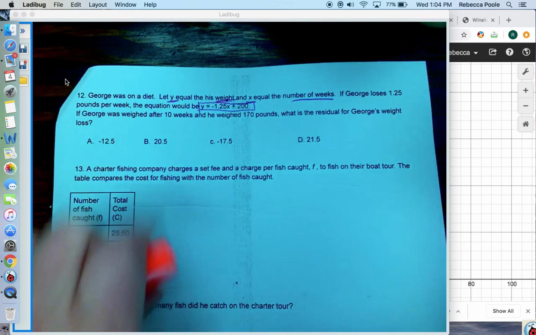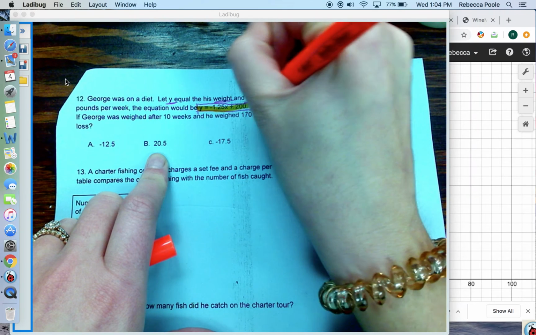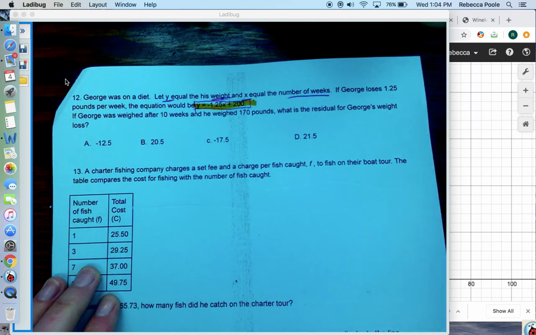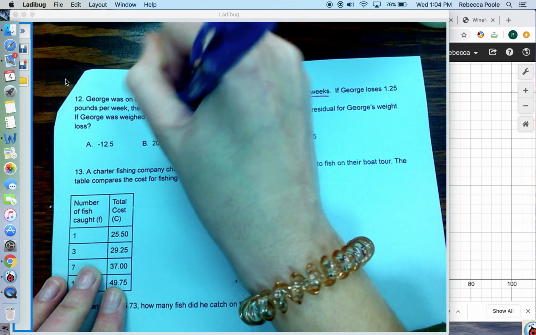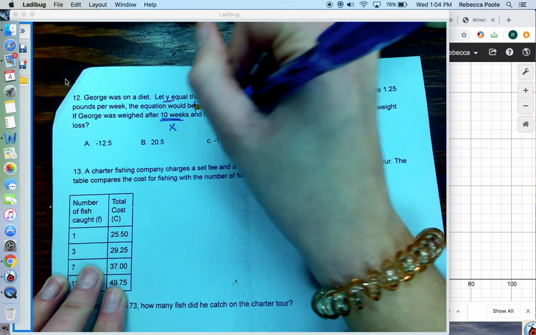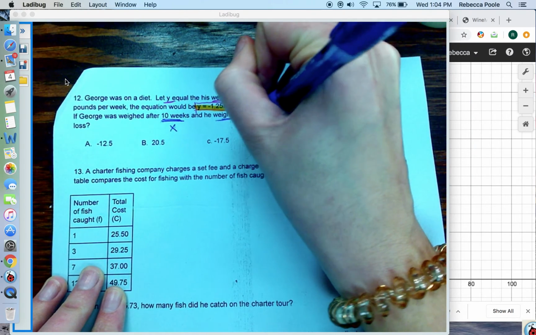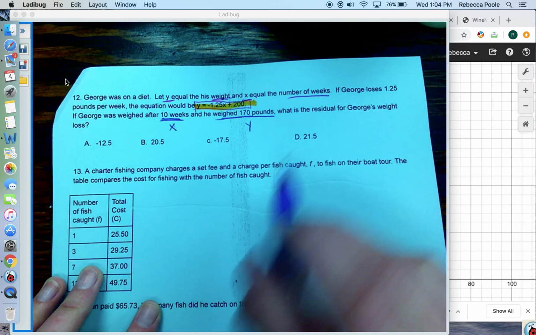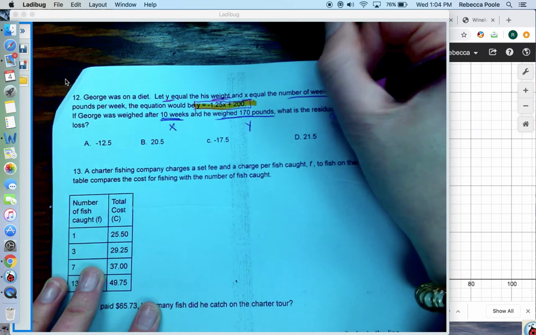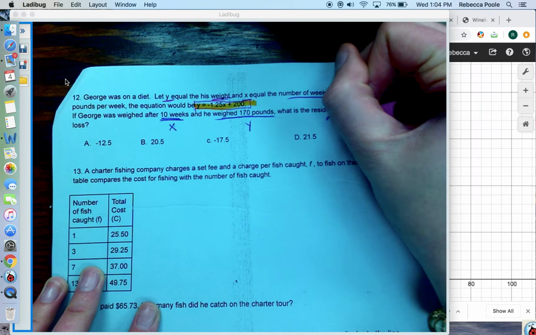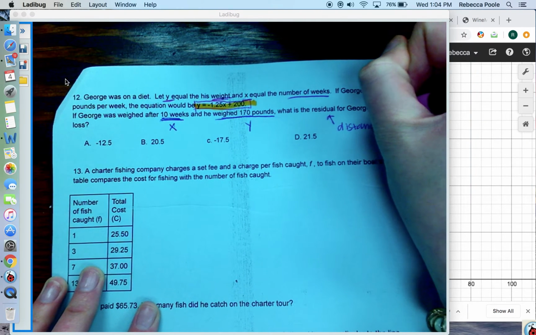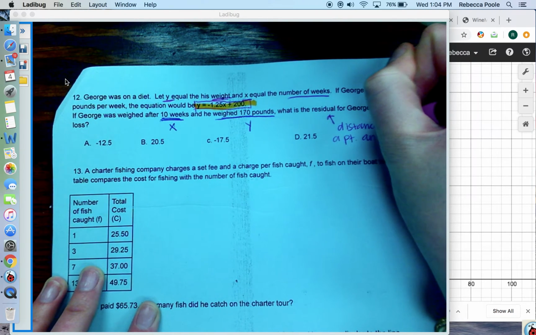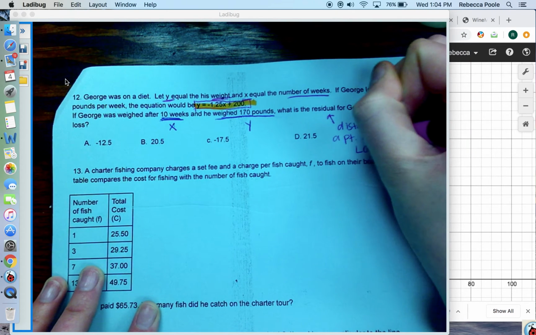I'll highlight it too. And then the question says if George was weighed after 10 weeks, so 10 weeks is the X, and he weighed 170 pounds, so 170 is the Y, what is the residual for George's weight loss? So remember we talked about this in class the other day. A residual is just the distance between a point and the line of best fit.